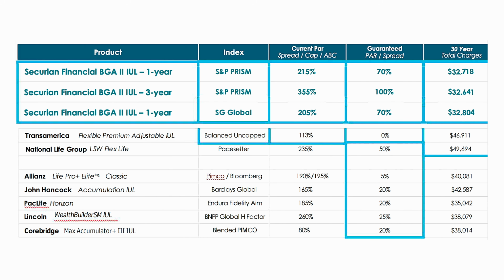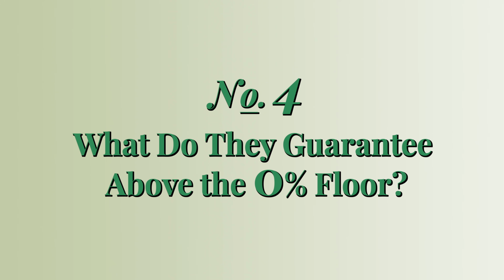You also want the participation rate guaranteed at 100% or more. It is rare for a carrier to do that. Most carriers will guarantee their participation rates at around 50%, but Allianz, for example, only guarantees their participation rates at 5%. So if they had to lower their participation rates, you may only receive 5% of any gains in the index.